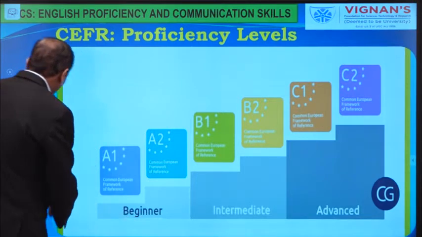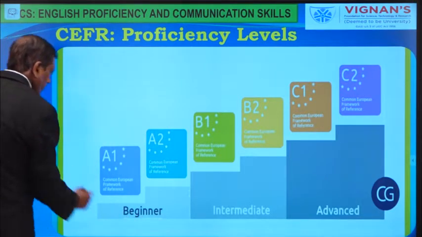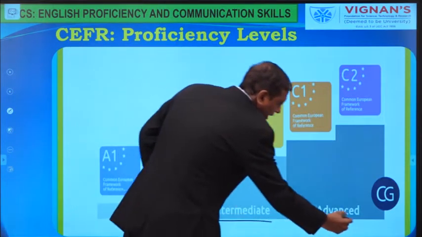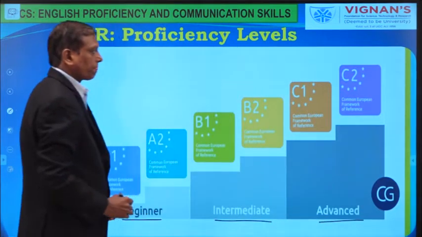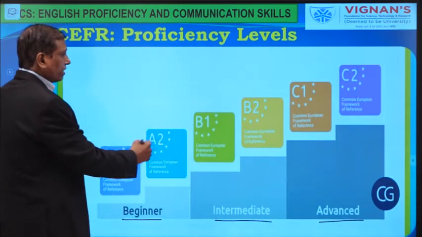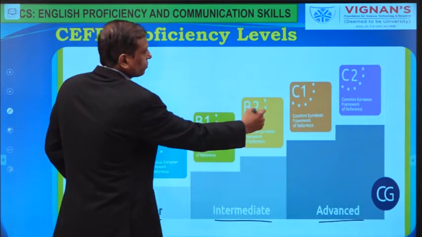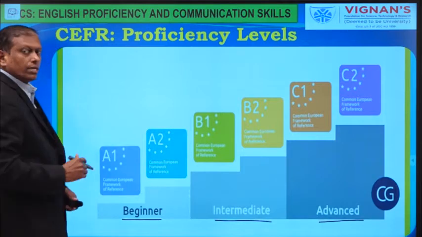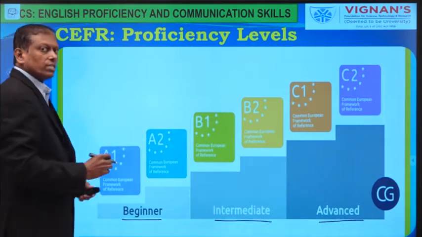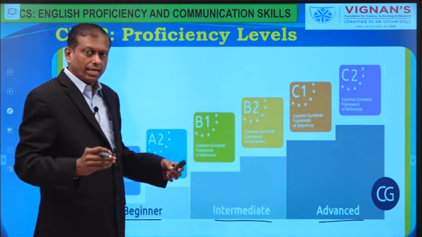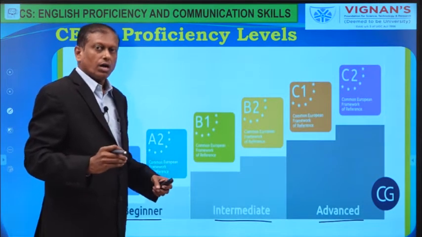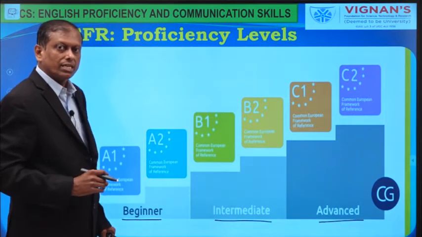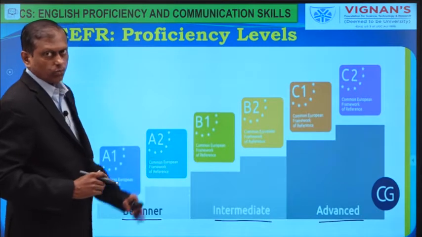Beginner level language proficiency, intermediate level language proficiency, advanced level language proficiency. And these are the 6 levels: A1, A2, B1, B2, C1, C2. A1, A2 are considered beginner level language proficiency. Generally, school children who begin learning a second language are rated at A1 and A2 level.